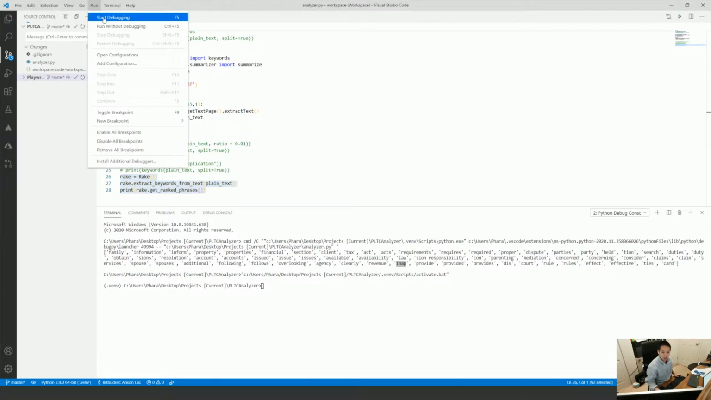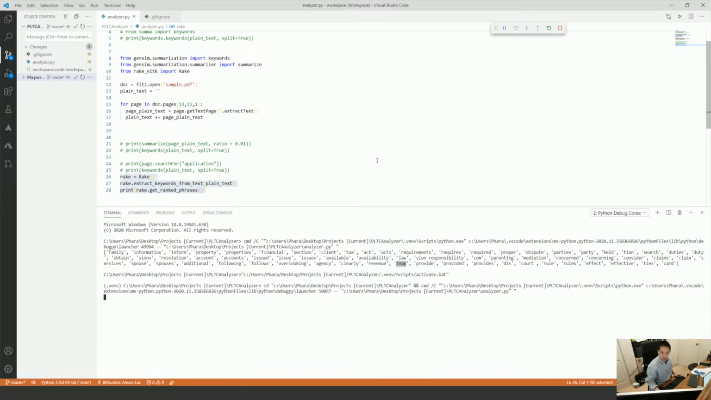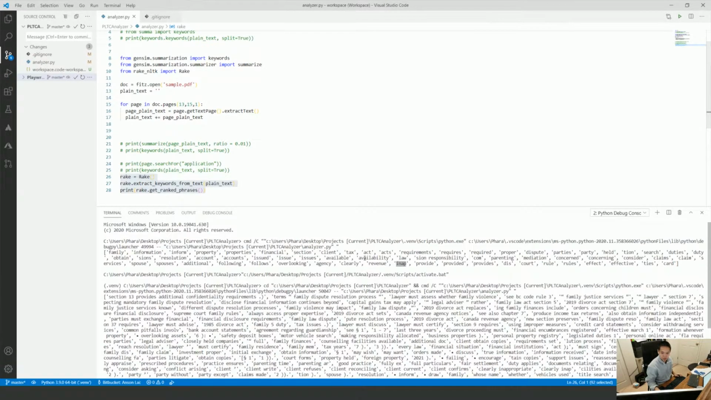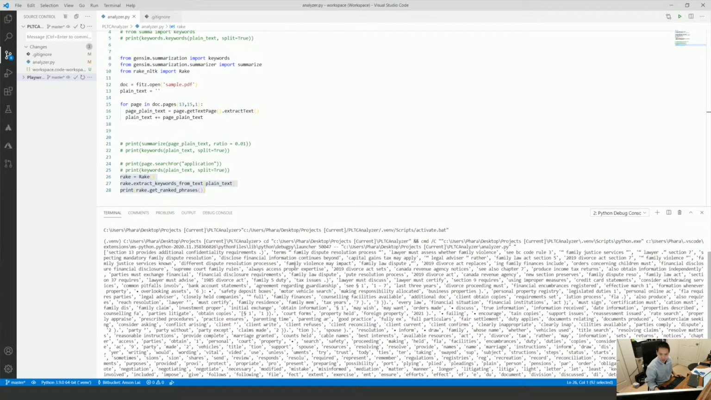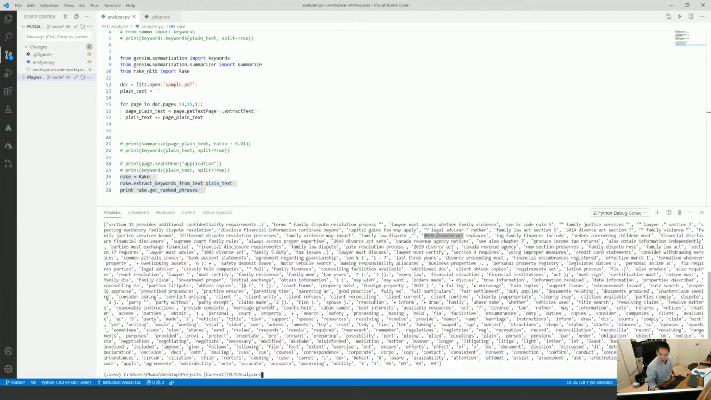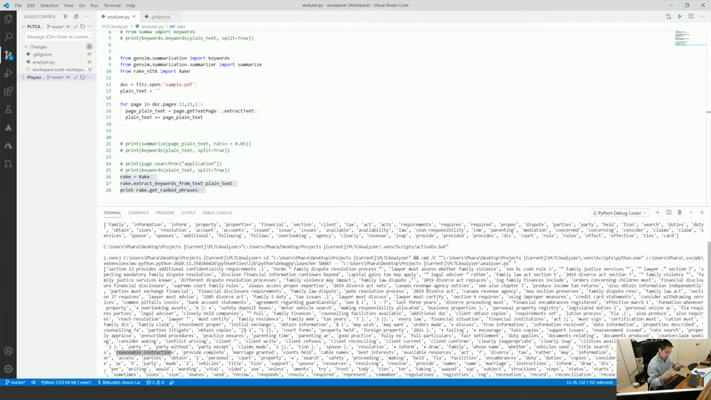Okay, so let's run this instead. Remember, this is over 2 pages, but rake has these phrases, remember? Family violence may impact. That's starting to borderline a phrase, but family law dispute. That's really good. 2019 Divorce Act. I wish I didn't have replaces, but 2019 Divorce Act, that's a huge keyword here. They have all these smaller ones too, of course. Reasonable instructions, and parties, vehicles, property. That's keywords. Probably if I was looking at an isolated sentence.